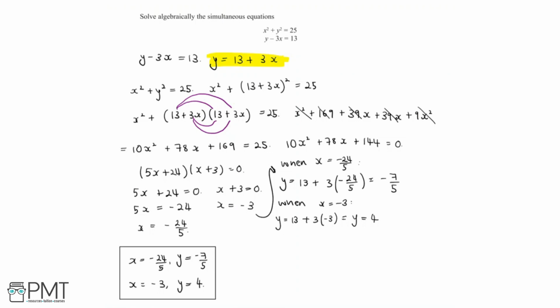Now this question is worth 5 marks. The first mark is for substitution of y minus 3x equals 13 into x squared plus y squared equals 25, which we did by making y the subject of the formula, and substituting this into x squared plus y squared equals 25. Now the second mark is for expanding the double brackets, where we had x squared plus (13 plus 3x) all squared equals 25. We expanded this, and this is where we get that second mark.